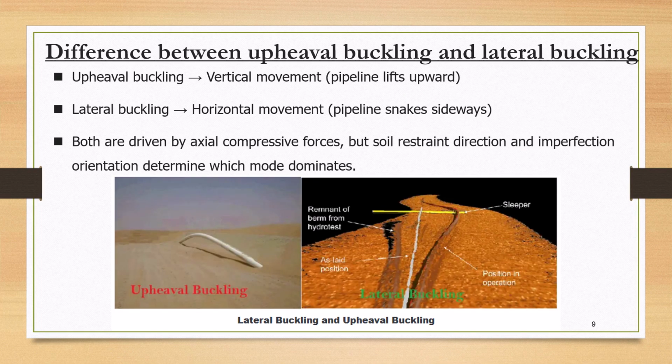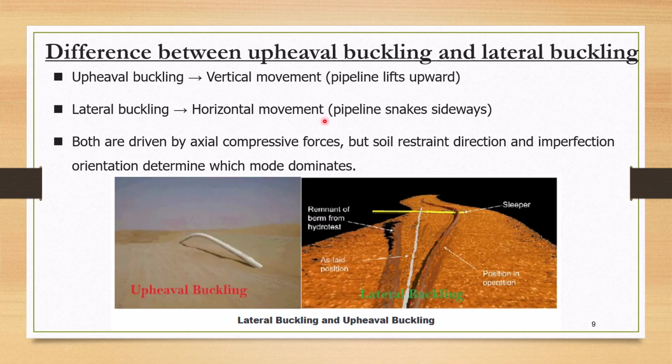Now, the difference between upheaval buckling and lateral buckling. During the initial discussion, I mentioned that there is one more term known as lateral buckling. So there are basically two types of buckling, upheaval buckling and lateral buckling. As you already understood by now, upheaval buckling means vertical movement, the pipeline lifts in an upward direction as you can see in this image. Lateral buckling means horizontal movement, the pipeline snakes sideways. You see that this white line is the actual installed position of the pipeline, whereas due to lateral buckling the pipeline has moved laterally, and this is known as lateral buckling.